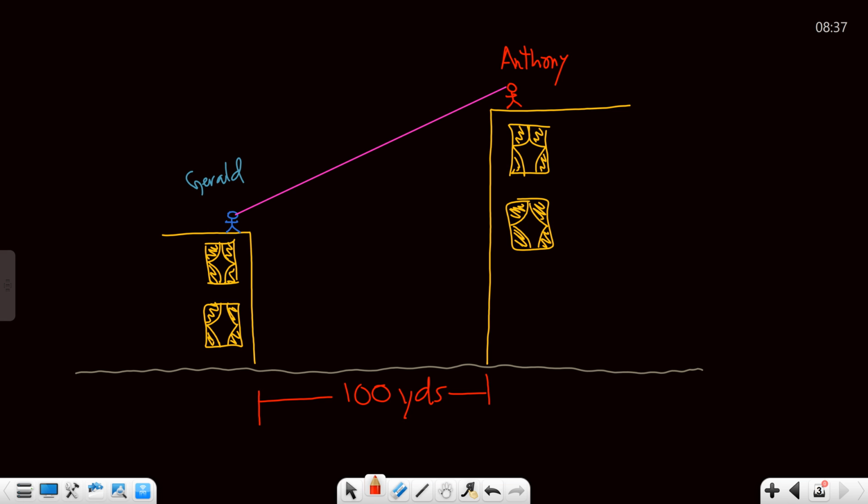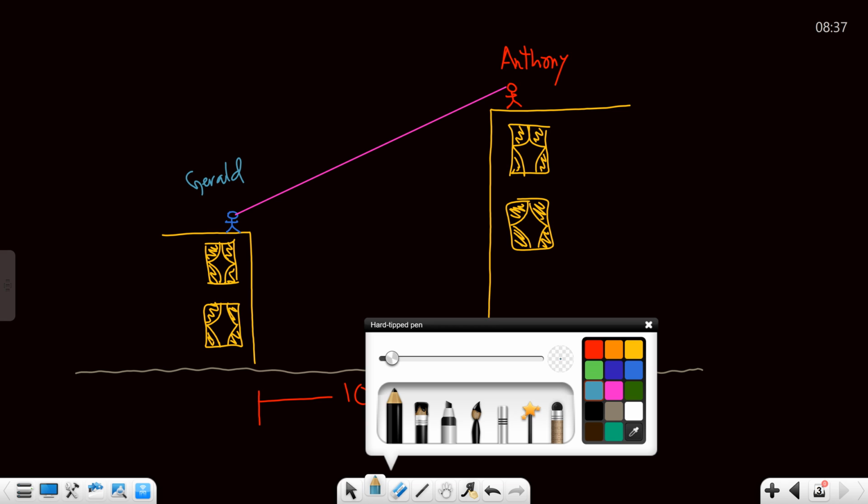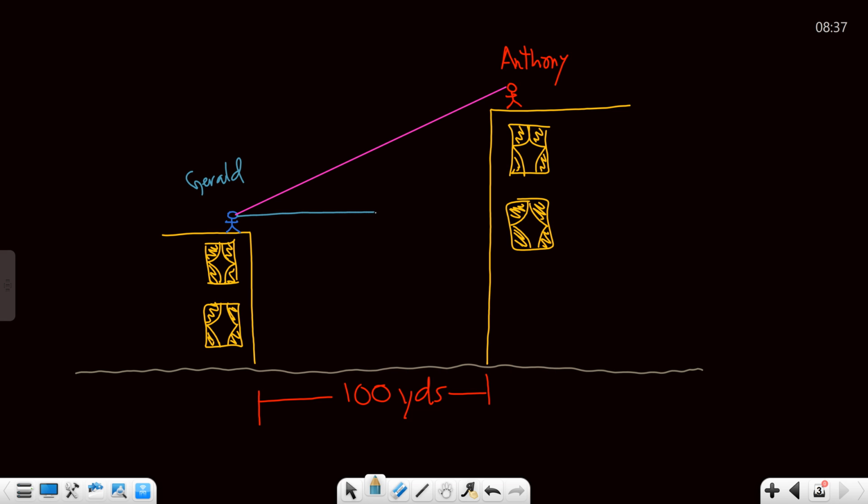And there's two angles we're going to deal with here. One is the angle from Gerald up to Anthony, and the other one is the angle from Anthony down to Gerald. So we're going to start with Gerald first. Gerald has an angle of elevation. We'll call it theta. Have we done any Greek letters before? Beautiful. Okay, so that's a theta.